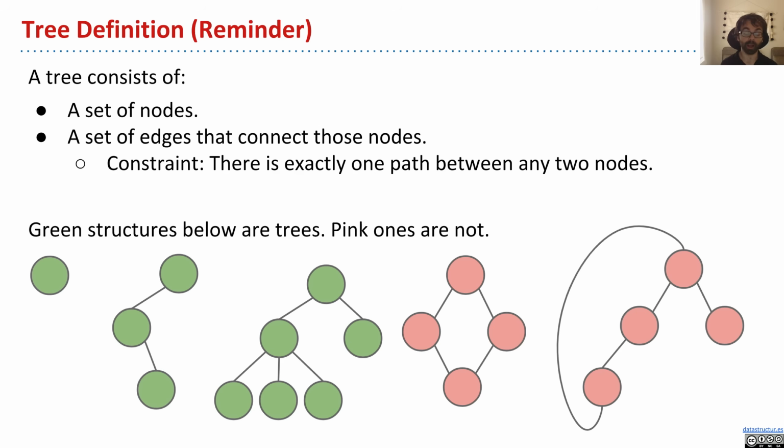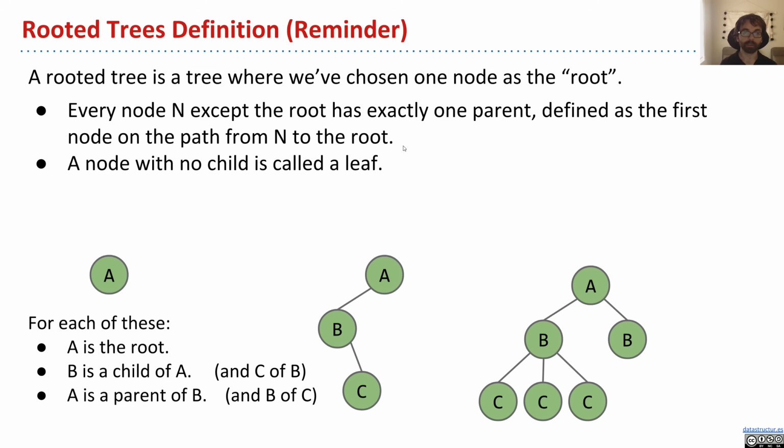So the three objects on the left are trees, they're in green, and the two objects on the right in pink are not, because they have multiple paths between two nodes. Now, the second definition to remind you of is a rooted tree. A rooted tree is a tree where you've chosen one node and said, hey, you're the root. And at that point, that gives us the idea of parent and child. The parent of a node is the first node on the path from that node to the root. And a node with no child, reminder, is called a leaf. So all trees can be made into rooted trees immediately by just saying, you are the root.